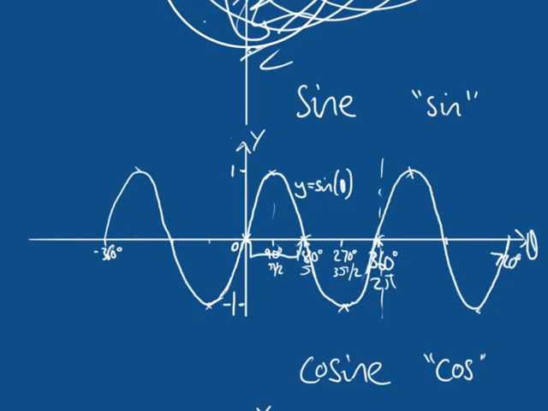Between 0 and 180 degrees, it's as if we're mirrored about 90 degrees. This part of our curve is a mirror image of this part of our curve. Likewise, between 180 and 360 degrees, it's as if we're mirrored about 270. So this part of the curve is a mirror image of this part. And because of that, even within one 360 degree period, there are two values of theta that can generate the same value of sine theta.